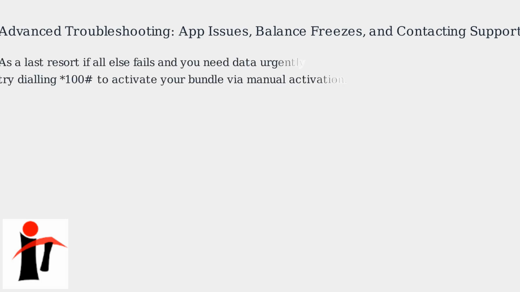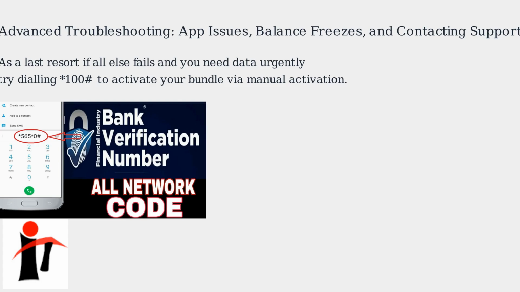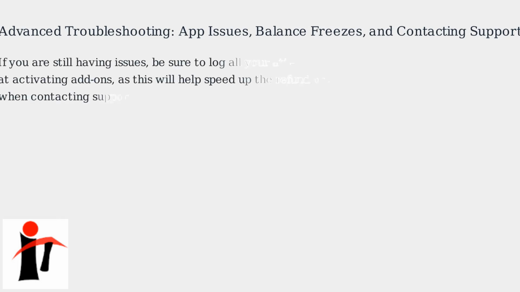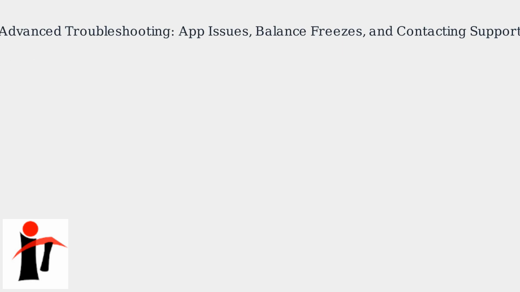As a last resort, if all else fails and you need data urgently, try dialing 100 SHAC to activate your bundle via manual activation. If you are still having issues, be sure to log all your attempts at activating add-ons, as this will help speed up the refund process when contacting support.